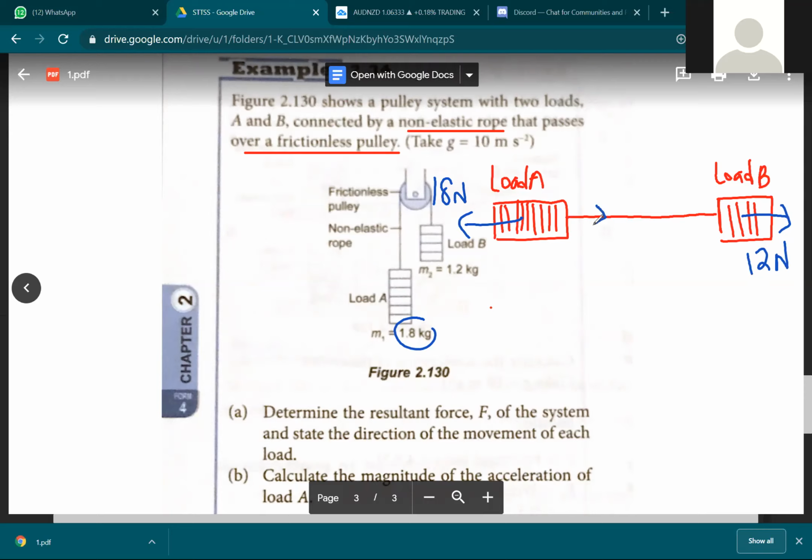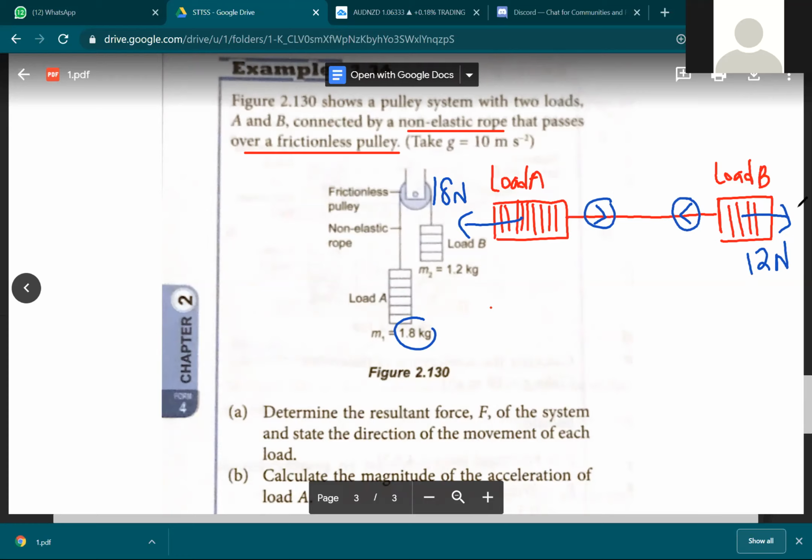So what do I say? When you label tension, you label it going out of the object. So it's pointing away from A, and this one is pointing away from B. Now you see that they are on the same string, meaning that these two tensions will cancel out each other.